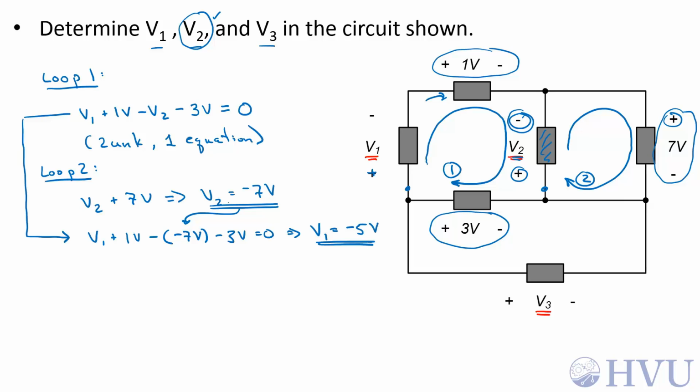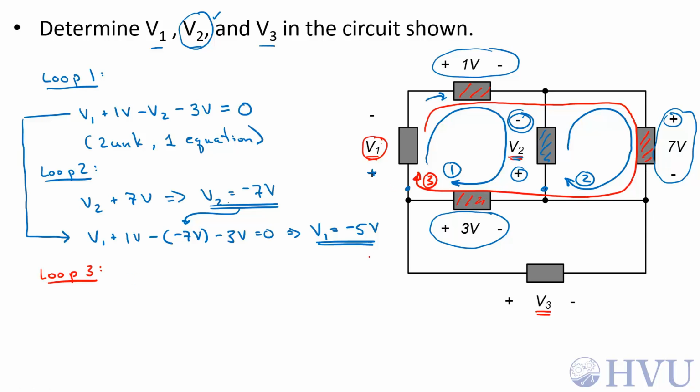Now let's try an alternate approach to find V1. Remember that I can loop through any set of elements as long as I end up back at my starting point. Let's try a loop that goes all the way around through these elements. I'll call that loop 3. Now this loop has this as an unknown, but all of the other voltages in that loop are known.